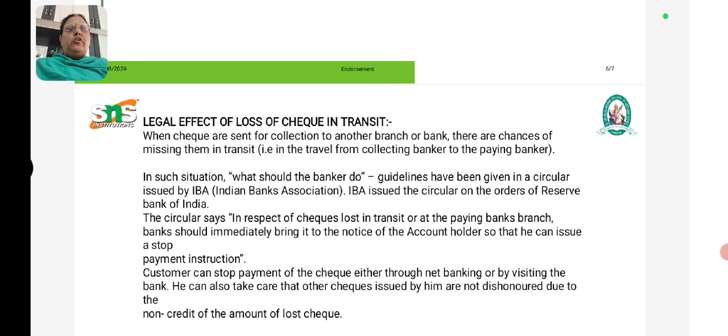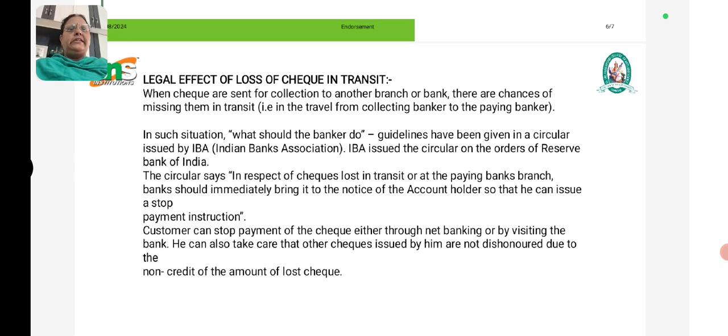Legal effect of loss of check in transit. Transit means while being taken from one place to another. When checks are sent for collection to another bank or branch, there are chances of them going missing in transit while travelling from the collecting banker to the paying banker. In such a situation, what should the banker do? Guidelines have been given in a circular issued by the IBA, that is, the Indian Banks Association. The IBA issues the circular on the order of the Reserve Bank of India.